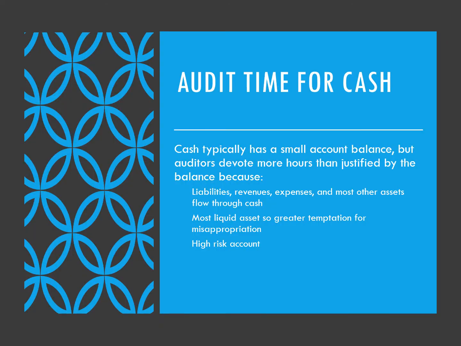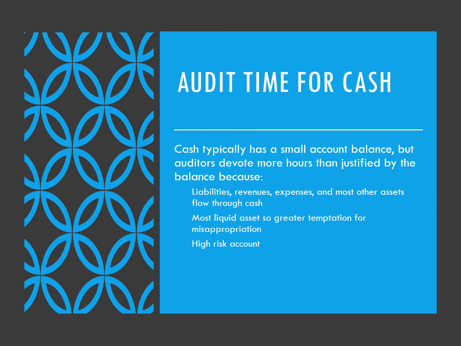Now, the cash typically has a smaller balance. So a lot of people are like, well, it's a small balance account, so why are we devoting so much time to looking at this small balance? One of the reasons is they want to justify all the things that flow through the cash. So liabilities, revenues, and other assets go through the cash account, the checking account. The other thing is it's very tempting for misappropriation of assets. It's a high risk account.